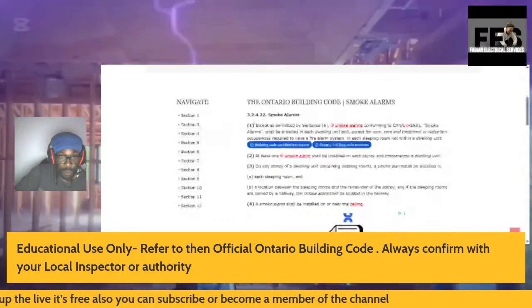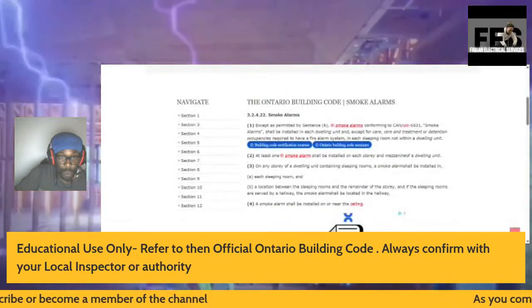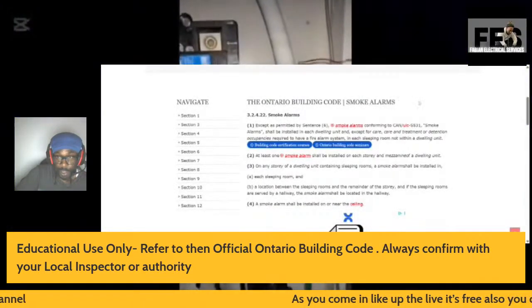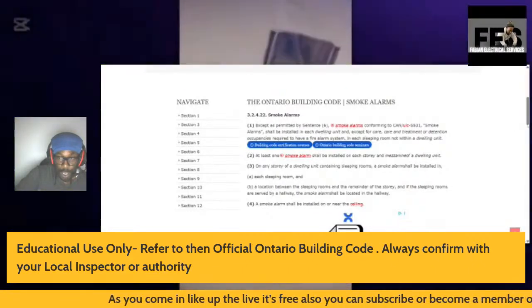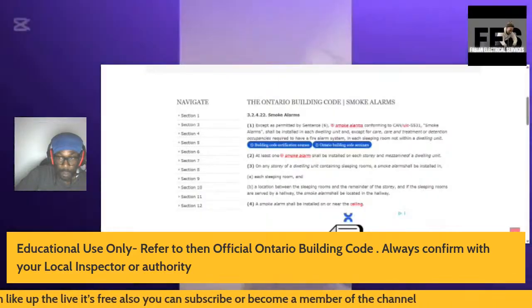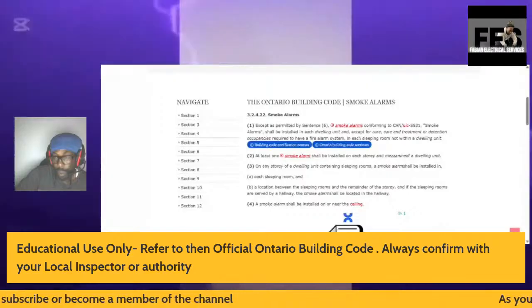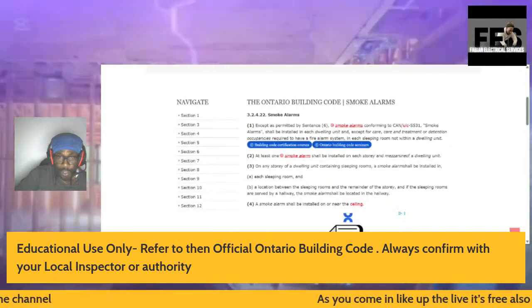The Ontario Building Code smoke alarm, 3.2.4.22, and then it says smoke alarms. Again, this is for educational purposes only, so refer to your actual local inspector, just to clarify.